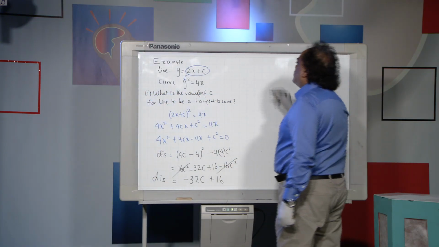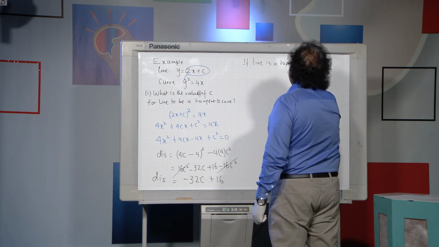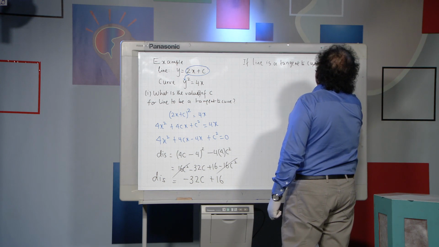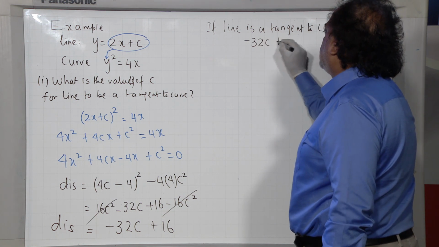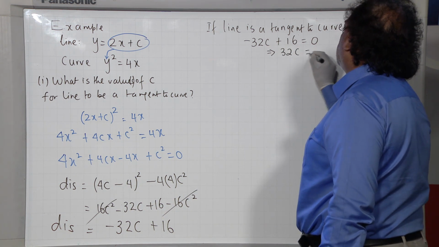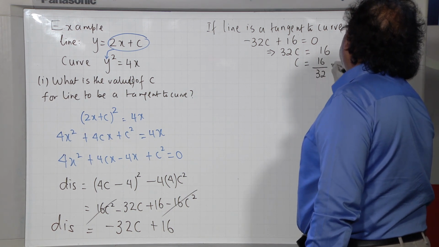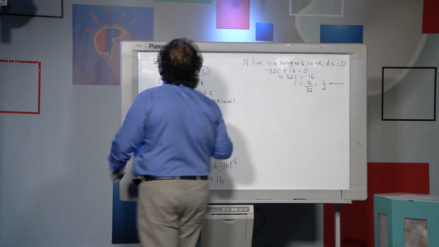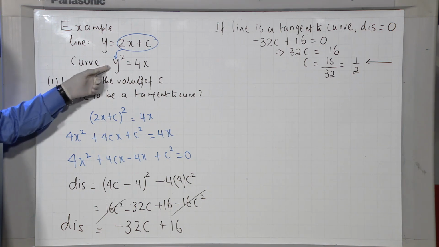Now, if the line is a tangent to the curve, the discriminant will be equal to 0. So minus 32c plus 16 equal to 0 means 32c is equal to 16. c is equal to 16 over 32, which is half. So if c is equal to half, then the line will become a tangent to the curve.